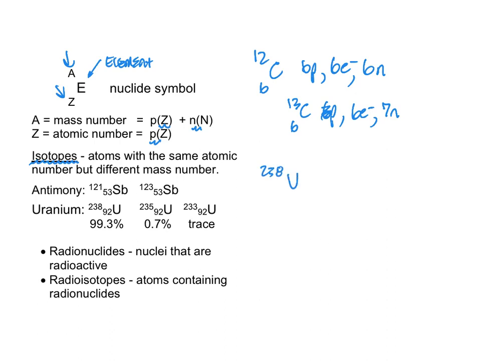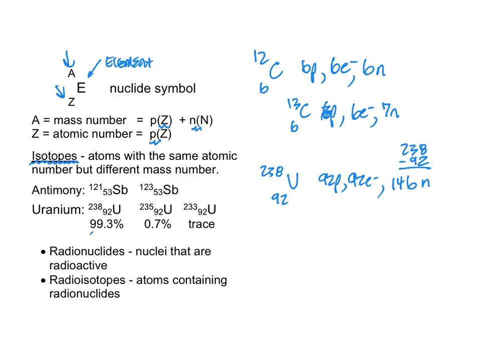238 is its atomic mass, 92 is its atomic number. So it has 92 protons, 92 electrons, and 238 minus 92, which says we have 146 neutrons, if I did my math right. So this is the starting point. We want you to understand that. We're looking at protons, electrons, and neutrons.